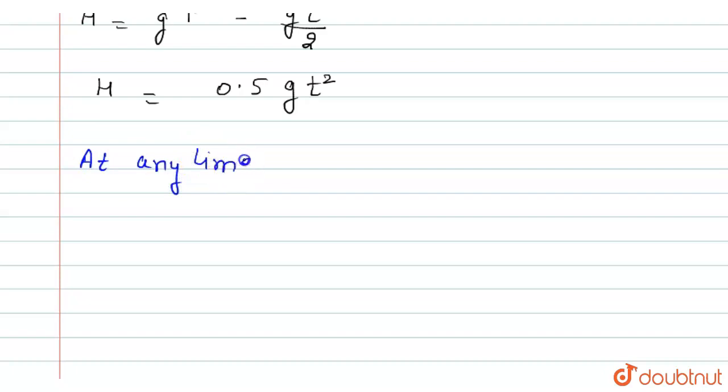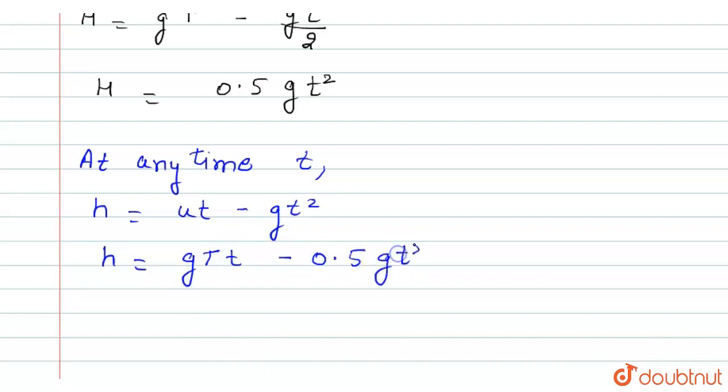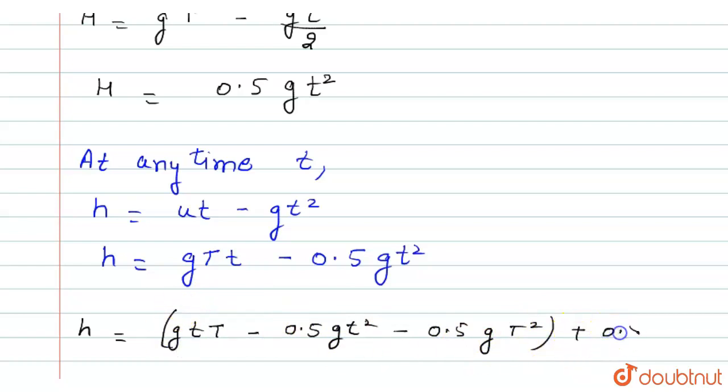Now at any time t, h is equal to ut minus half gt square. Now h is equal to g small t into capital T minus 0.5 g small t square. Now add and subtract 0.5 g capital T square, and we get h is equal to g small t into capital T minus 0.5 g small t square minus 0.5 g capital T square plus 0.5 g capital T square, right?